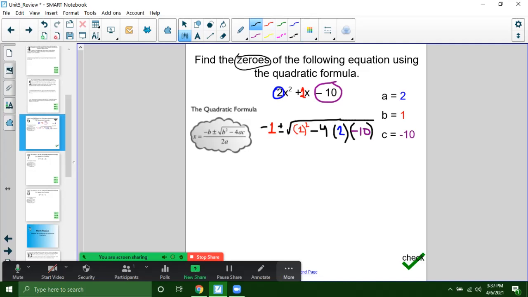Now I have to focus on the denominator. So I'm going to write my fraction bar or my division. And then I have 2 underneath and A right next to it because it's going to be multiplied by it. So A is 2. And I'm going to put that in parentheses. So parentheses 2.